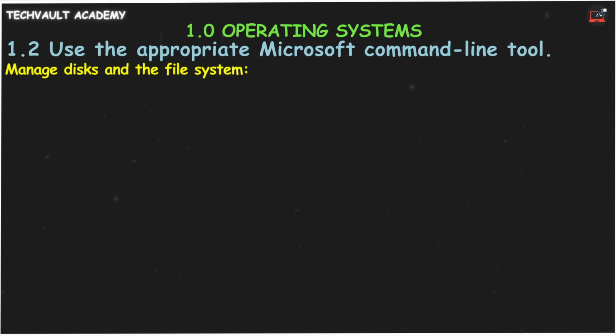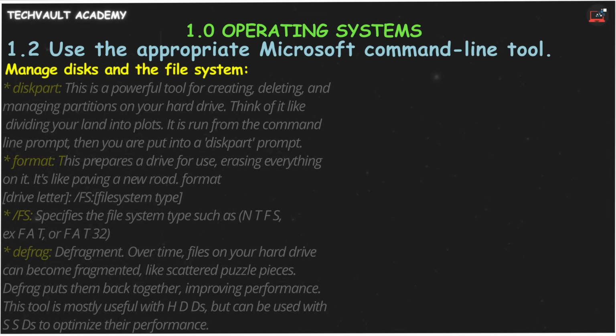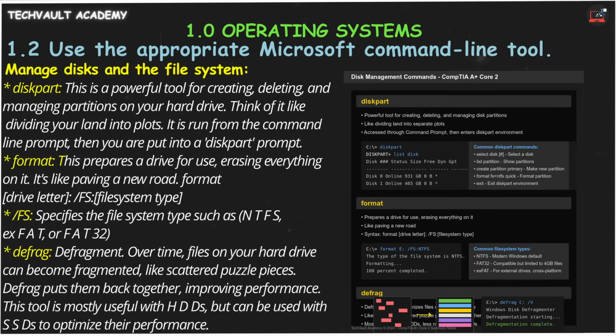Next, let's manage disks and the file system. DISKPART. This is a powerful tool for creating, deleting, and managing partitions on your hard drive. Think of it like dividing your land into plots. It is run from the command line prompt, then you are put into a DISKPART prompt. Format. This prepares a drive for use, erasing everything on it. It's like paving a new road. Format, drive letter, /fs, file system type. /fs specifies the file system type such as NTFS, exFAT, or FAT32.